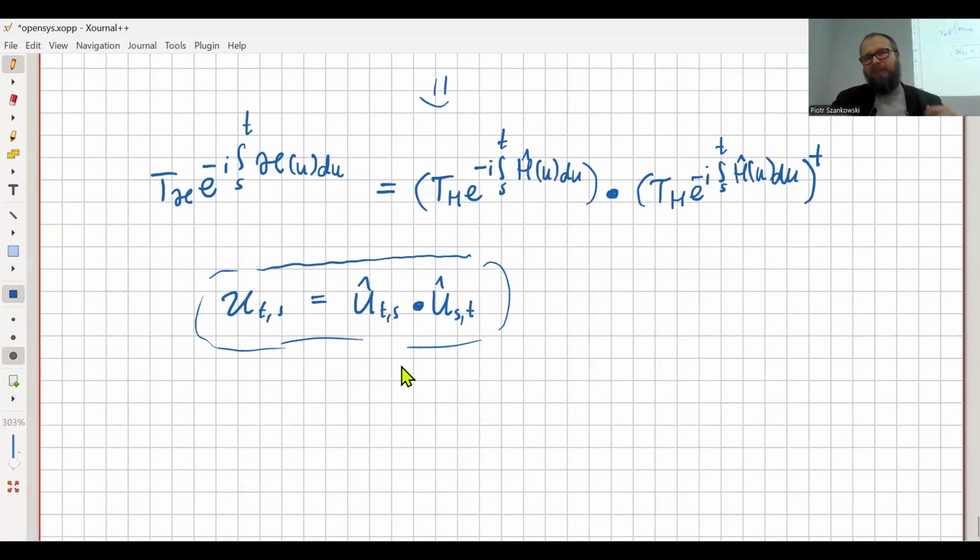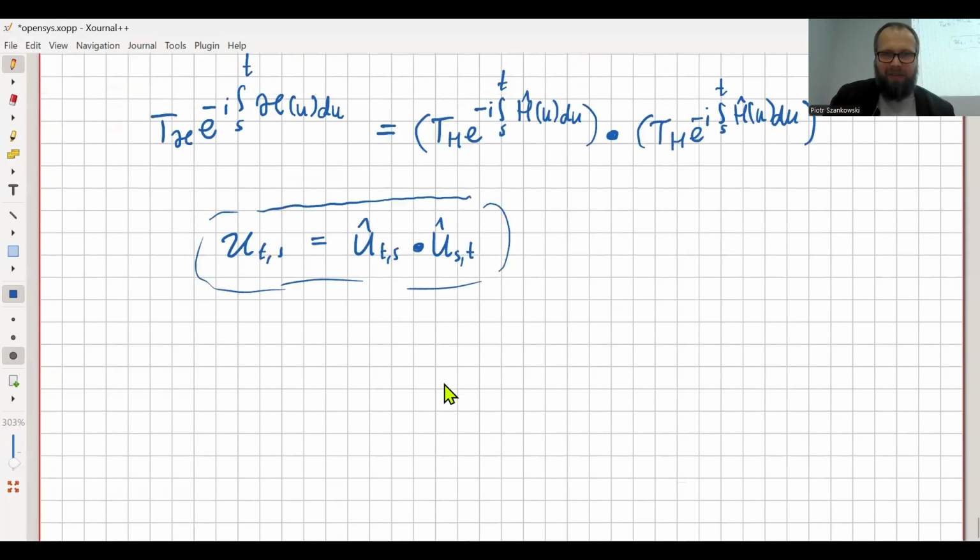Now, of course, you can show it algebraically as well if you are inclined to, but you can also just use the Schrödinger equation, the von Neumann equation, and the superoperator notation to show it. 20 minutes. What else? What else? All right.